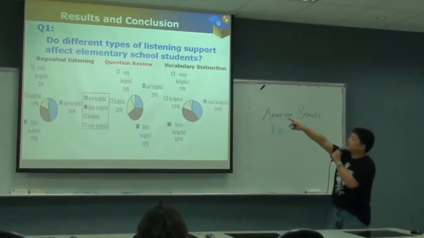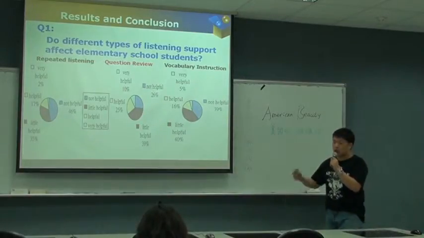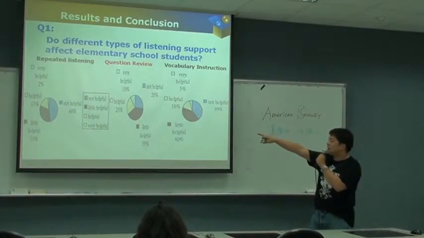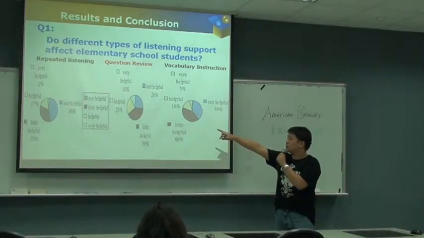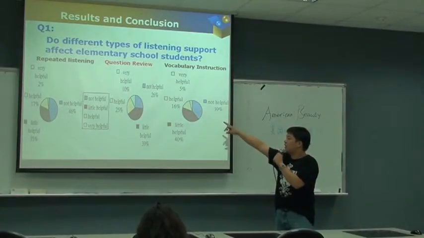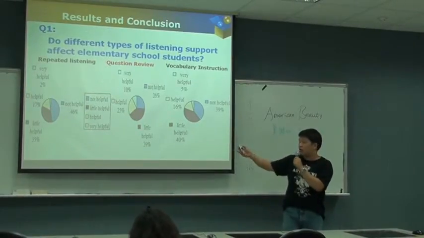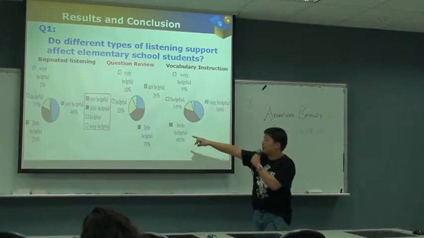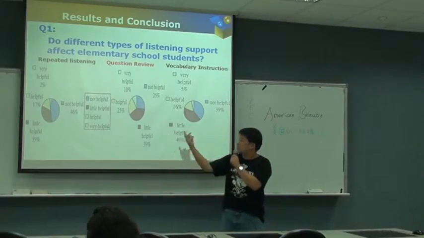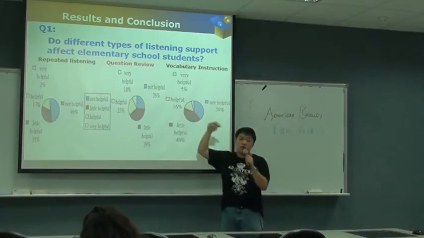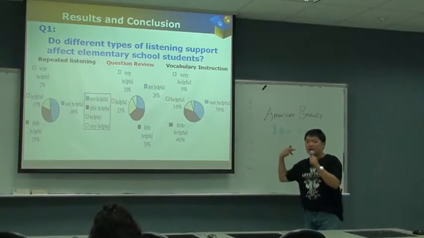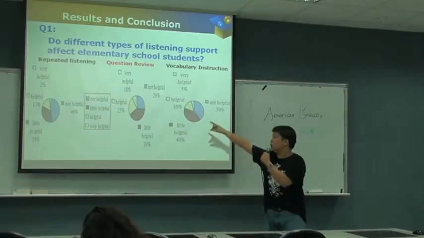Okay, so to answer those questions, by looking at the research results: do different types of listening support affect elementary school students? Yes, they do. But as you can see, the purple part says not helpful, right? So we are looking for the helpful part, where they find, oh, it's really helpful, I can understand things better. By looking at the questionnaire, you see which one is the highest. The question preview means you give them questions, then you ask them to listen to a story, and then you ask them to answer those questions.